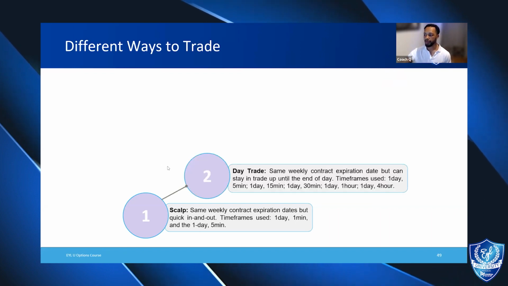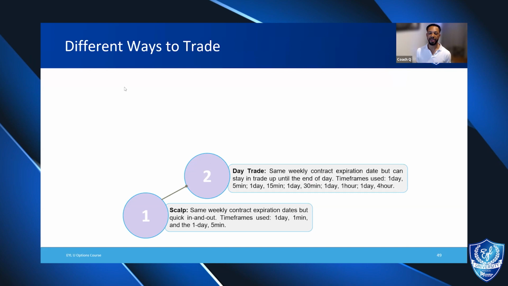Next, we're going to have day trading. When it comes to day trading, it's similar, right? You're also going to look for weekly contract expiration dates, and you can stay in that trade up to the end of the day. So the time frame is not as short as scalping, it's a little bit longer. So that's what day traders usually trade within that one day.